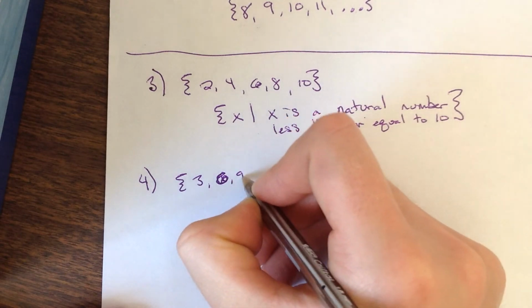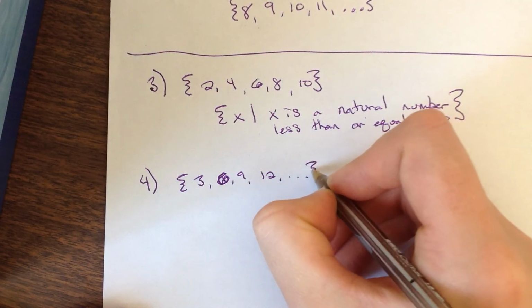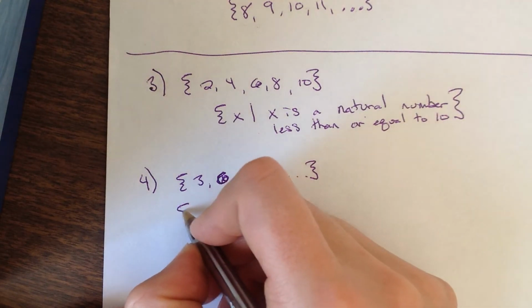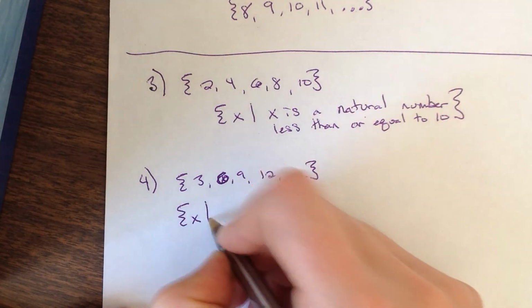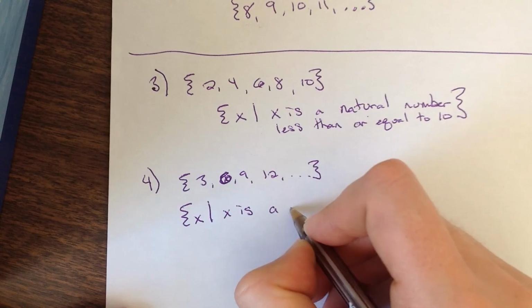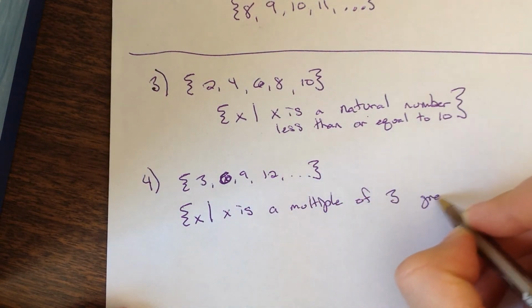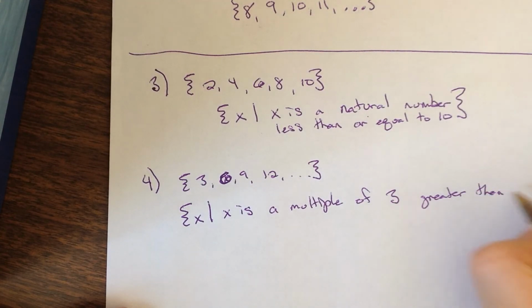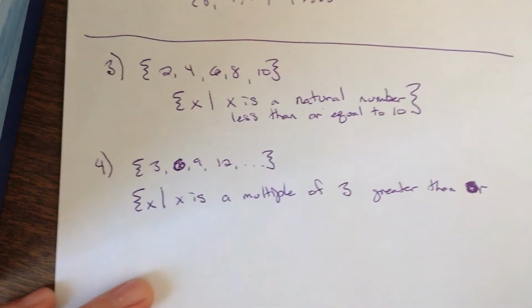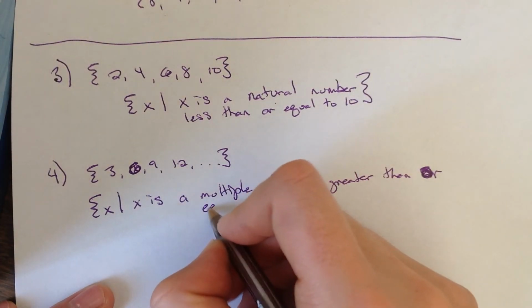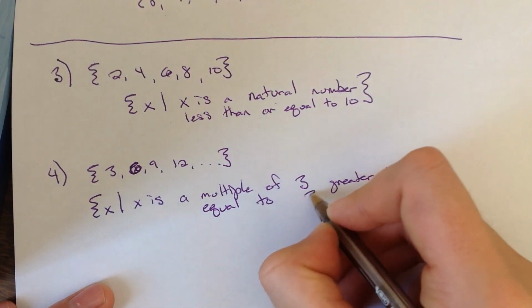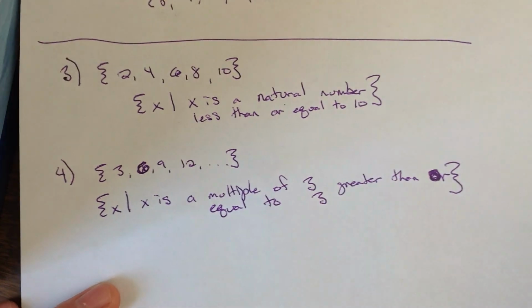Another example of this would be if we were wanting to write this set in set builder notation. So we can say something like, we have this element x such that x is a multiple of 3 greater than or equal to 3, I should say. Because we could have put greater than 0 if we don't want to put this part.